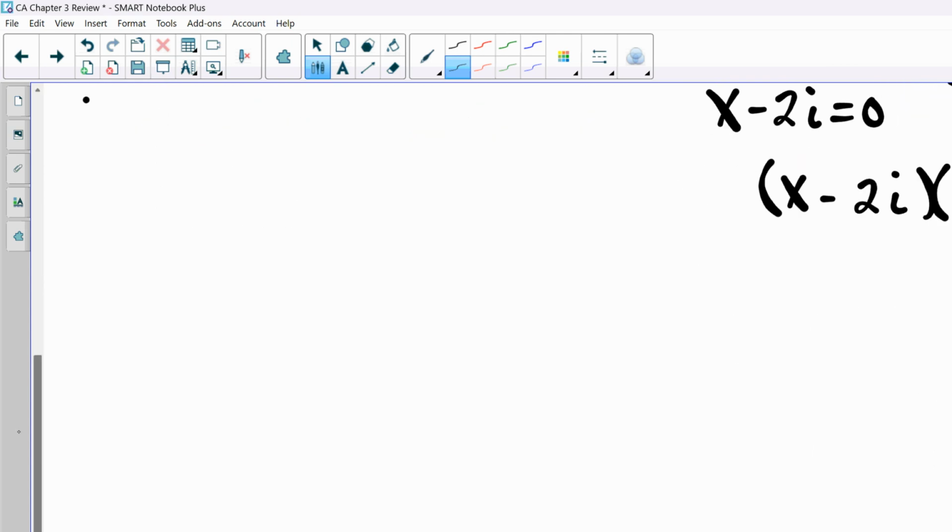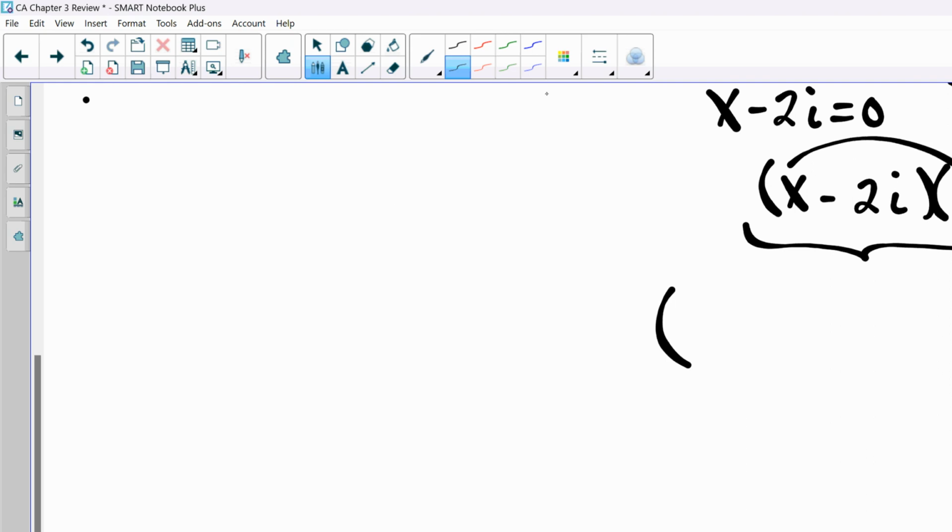Whenever we multiply these together, I would always start with the complex conjugates or irrational conjugates. Multiply them together first. If we don't have any complex conjugates or irrational conjugates, factors with i or factors with square roots, it doesn't matter which order we multiply them, just multiply them two at a time. But here, we're going to multiply x minus 2i and x plus 2i first.